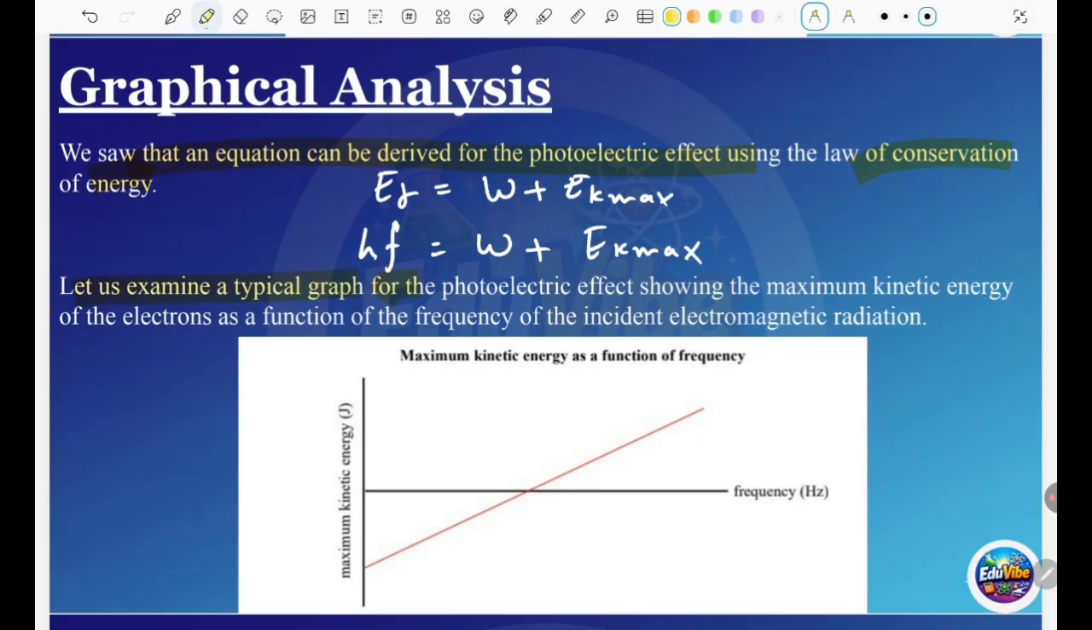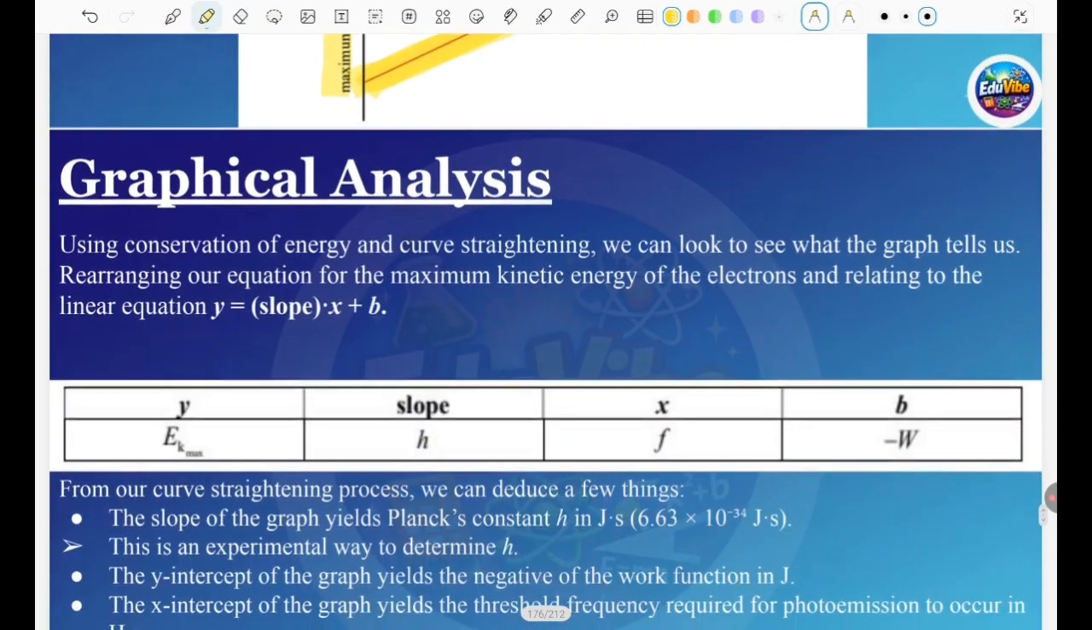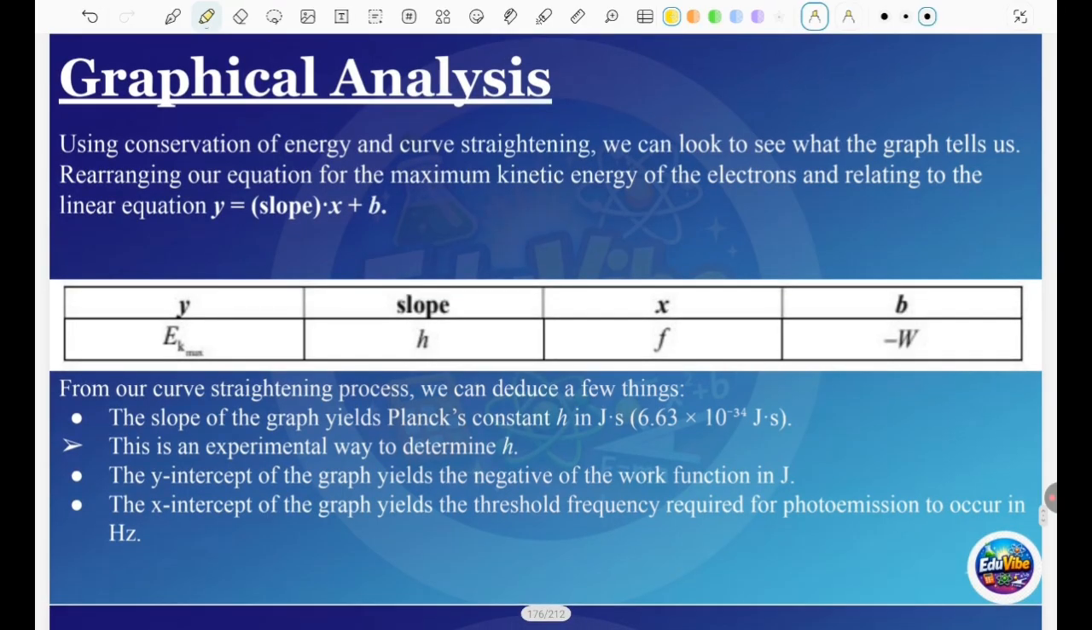Let us examine the typical graph of the photoelectric effect showing the maximum kinetic energy of the electrons as a function of the frequency of the incident electromagnetic radiation. We compare the maximum kinetic energy with the frequency, and you will see we have this kind of graph. It goes from a negative value towards the positive side of the y-axis. So what does this graph tell us? Using conservation of energy and the curve, we can see what the graph tells us.